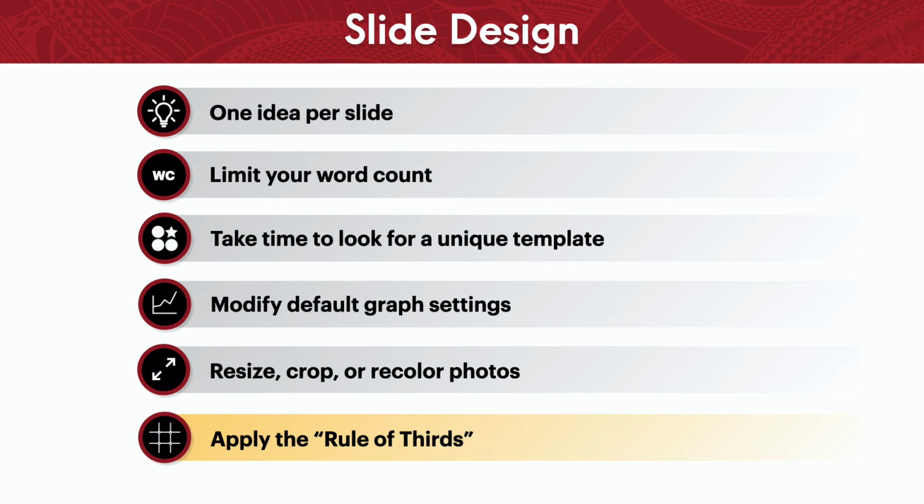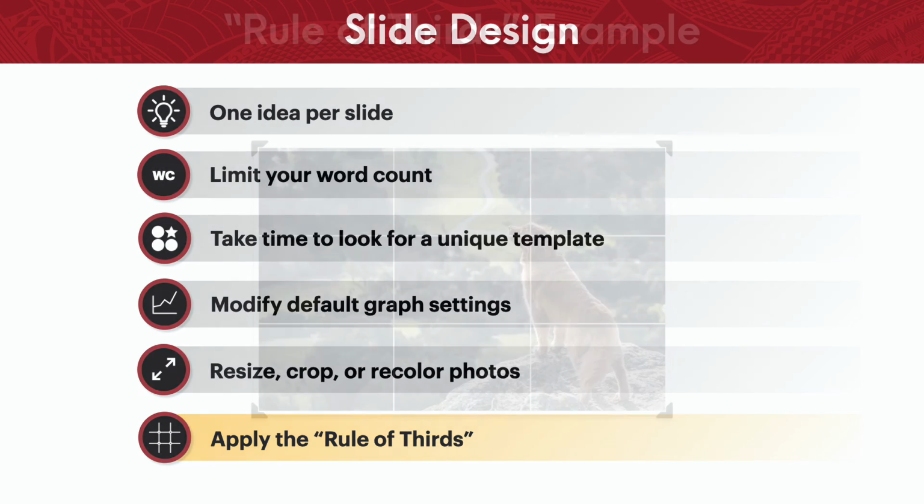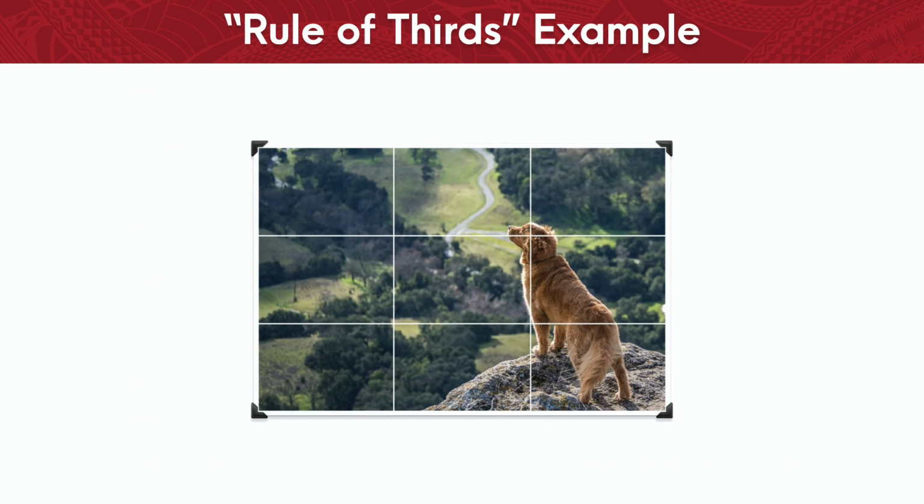Finally, apply the rule of thirds. A popular guideline used in digital media and cinematography involves dividing the workspace into thirds, horizontally and vertically. Rather than positioning everything in the center of the screen, important elements can be placed at the intersections of the third lines. Look at the example. Rather than centering the dog in the middle of the screen, we get a more dynamic visual by utilizing the rule of thirds.